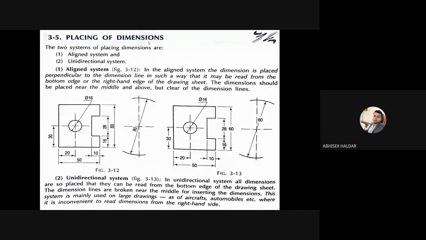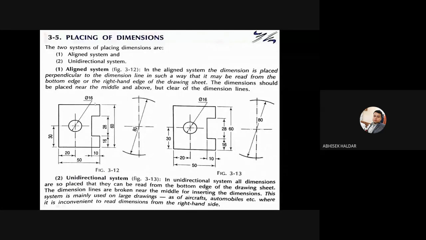Next, you see the placing of dimensions. There are two types of dimensioning, but you will follow any one of these two: aligned system and unidirectional system. The aligned system is the first one, the dimensioning that I have shown in the last slide. That is your aligned system.